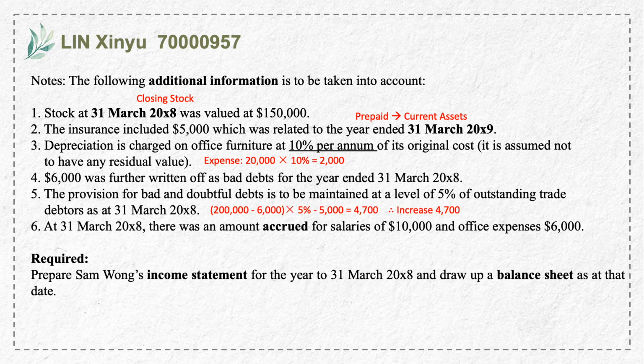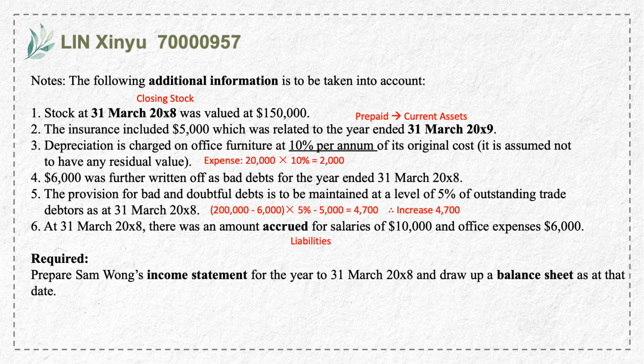And then we should use this year's debtors 200,000 minus $6,000 for the written off, and times 5% minus last year's provision for doubtful debts, and we can know this year's has increased $4,700 compared with last year's. The last one is the accrued.